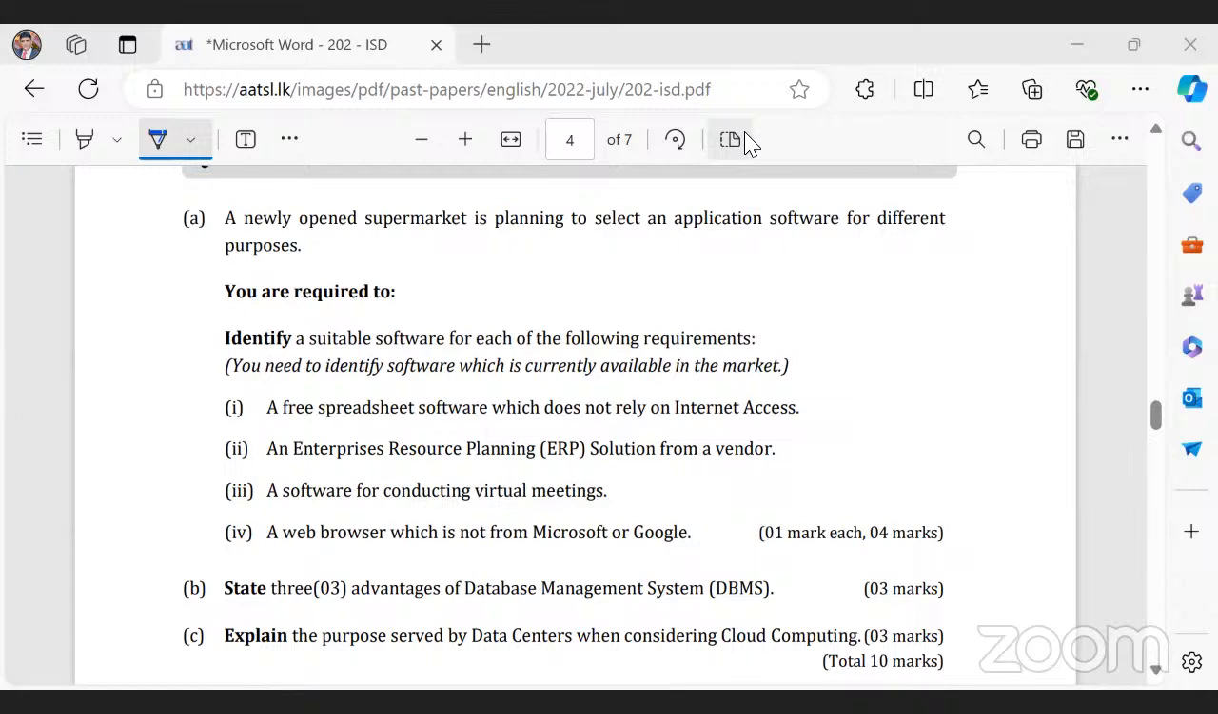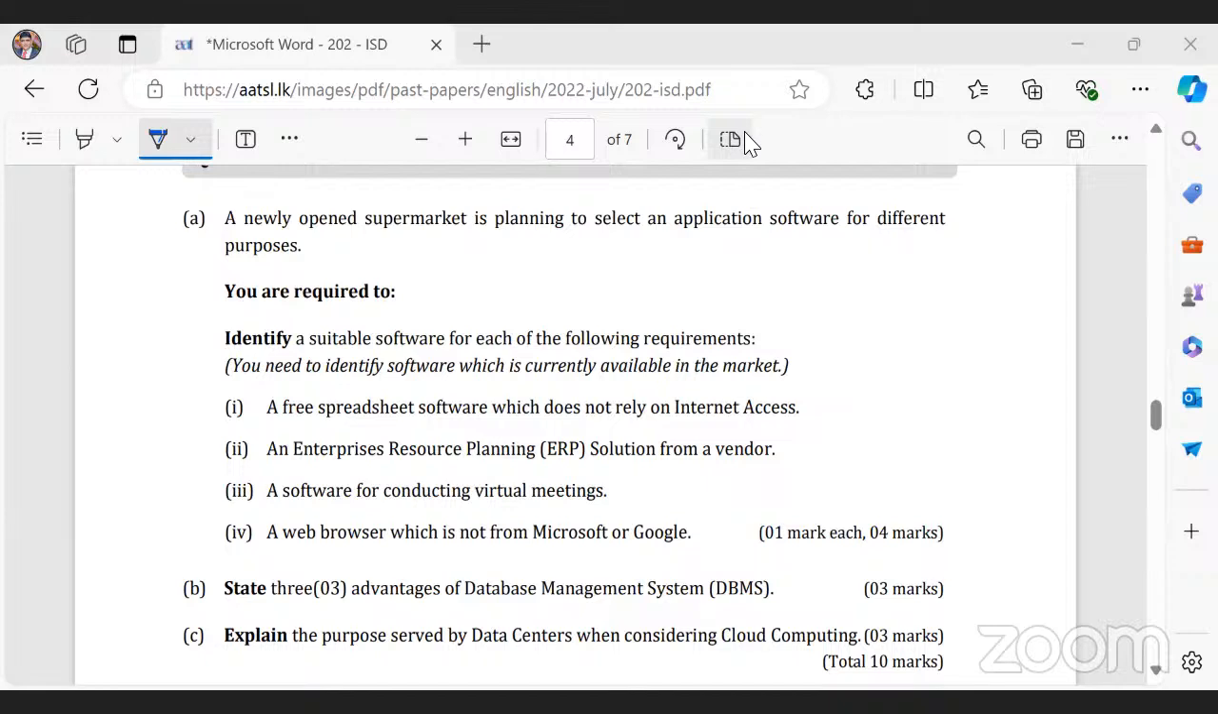A newly opened supermarket is planning to select application software for different purposes. Identify suitable software for each of the following requirements. You need to identify software which is currently available in the market. Then you can't say Lotus 1, 2, 3, or word processing. Those are not supposed to be written.